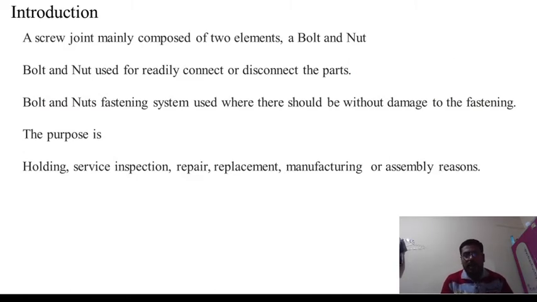Introduction. Now we go for screw joints. A screw joint is mainly composed of two elements, bolts and nuts. Screw here indicates bolts and nuts, because they have square, V-shaped or acme threads, external or internal, whatever it may be, used in the bolts and nuts of screw joints. Bolts and nuts are used to readily connect and disconnect parts.